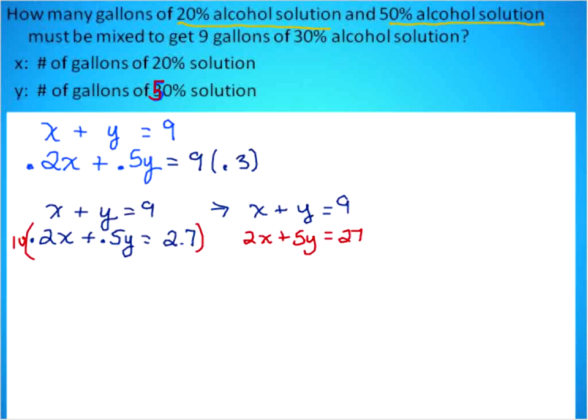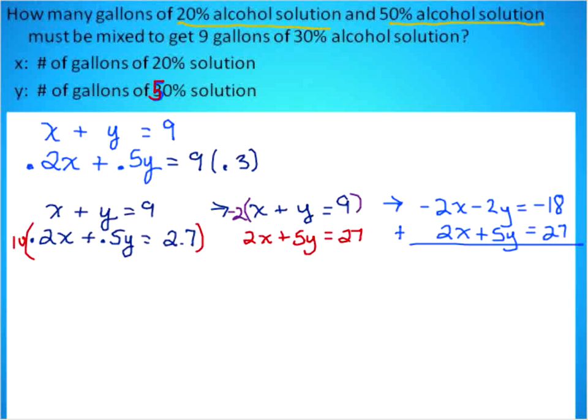So let's eliminate the x variable first. So I'm going to multiply the top equation by -2 because I have a +2 multiplying x in the second. So that gives me -2x minus 2y equal to -18. And the bottom one is 2x plus 5y equal to 27.